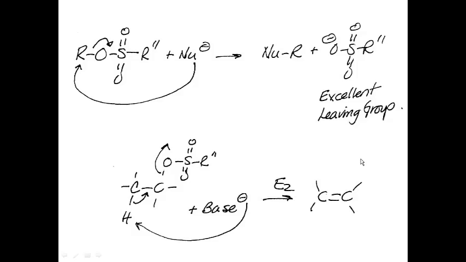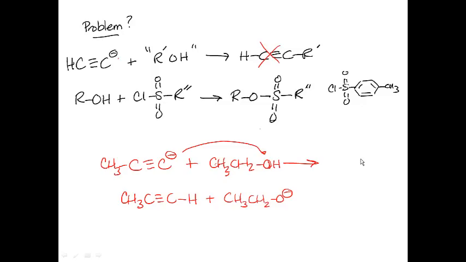So again, how do we make the OH a good leaving group? Well, we need some new methods. And one of the new methods is to take and convert that OH group into what's called a sulfonyl ester. And I'll give you a specific one, which is called the tosyl ester. And that's using this molecule.